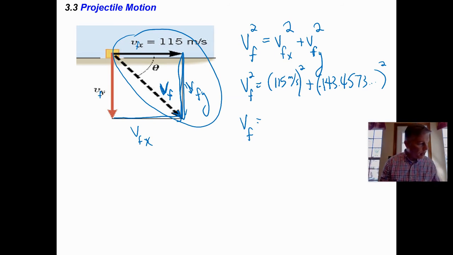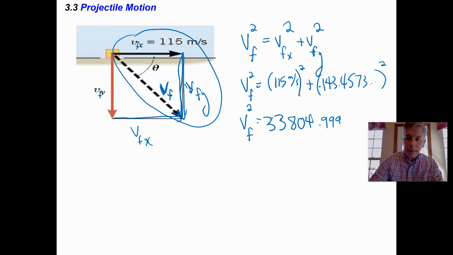So I've already got this saved on here. I'm going to go ahead and solve for it. It's an incredibly huge number when you've got VF squared. It's this 33,804.99999. And then when I actually square root it, that should give me VF. That answer, and I get 183.86, blah, blah, blah. So I'm going to round this to 3 sig figs, so 184 meters per second.